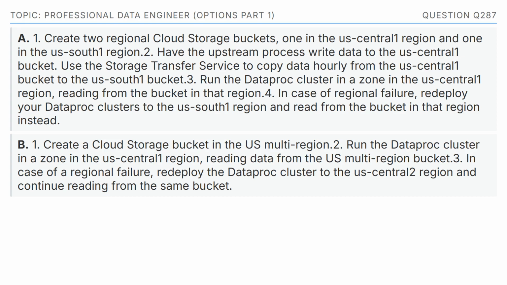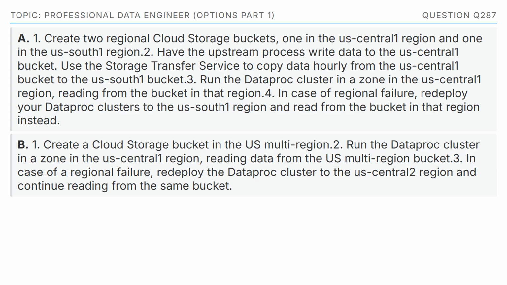Create 2 regional Cloud Storage buckets, one in the US Central 1 region and one in the US South 1 region. Point 2. Have the upstream process write data to the US Central 1 bucket. Use the Storage Transfer Service to copy data hourly from the US Central 1 bucket to the US South 1 bucket. Point 3. Run the Dataproc cluster in a zone in the US Central 1 region, reading from the bucket in that region.